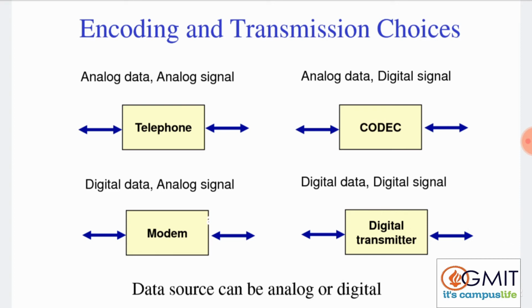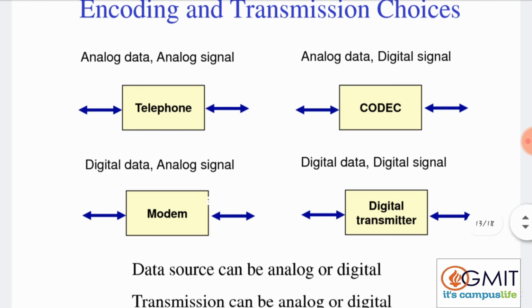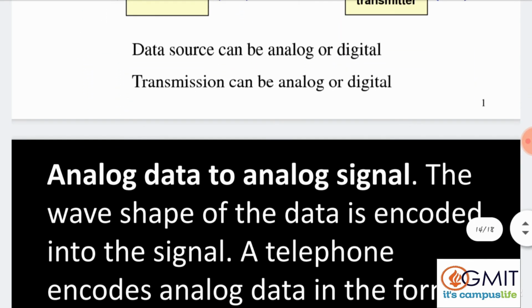Analog data, analog signal: suppose telephone. Analog to digital: codec. What is the meaning of codec? Coding, encoding. Okay. So digital to analog: modem, modulation, demodulation, digital transmitter. So the data source can be analog or digital. You can choose anything. Encoding and transmission choices. Transmission can be analog or digital.